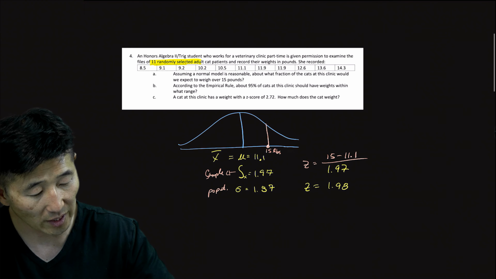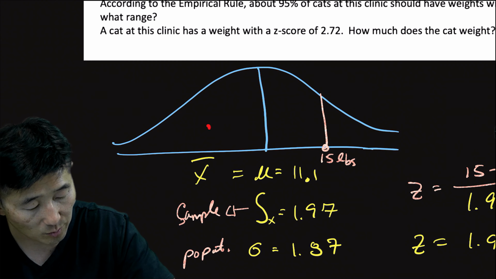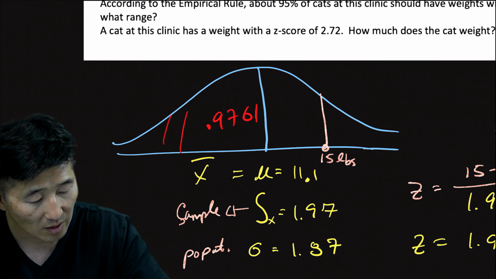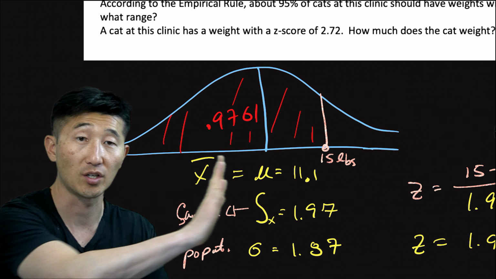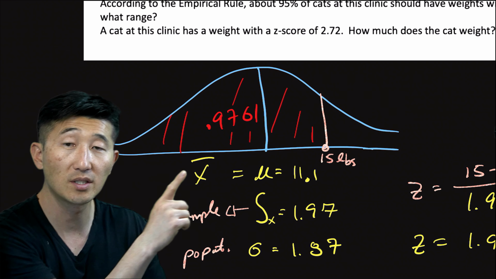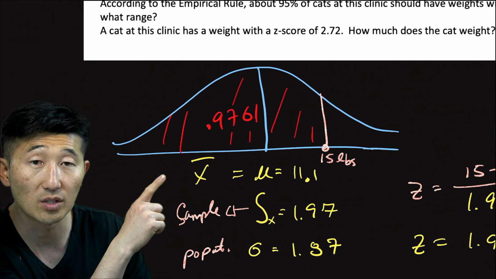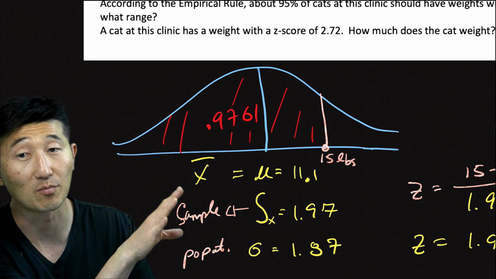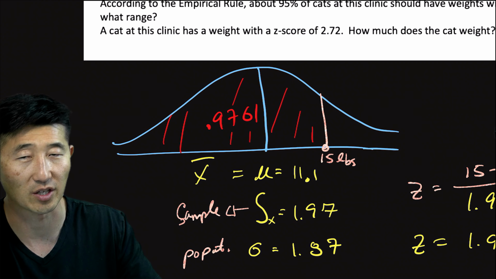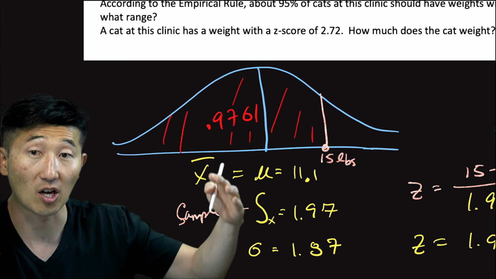0.9761 will represent everything up to here. See it? So what it's saying is 97%. Well, it's not 97% of the class, I mean the cats. He's at the top 97.